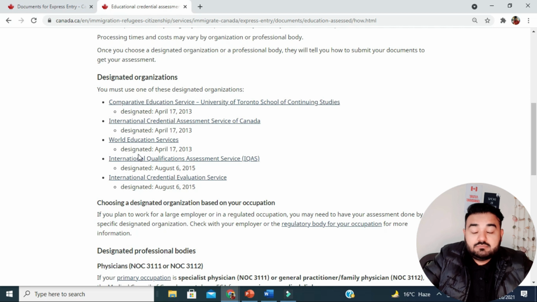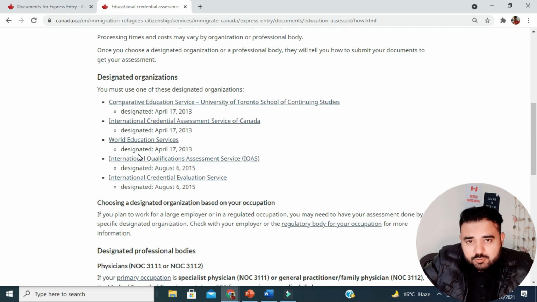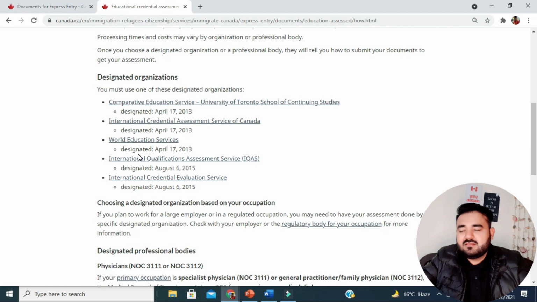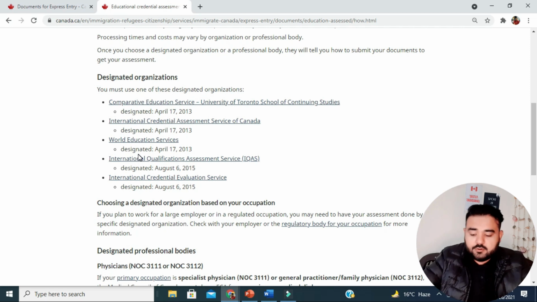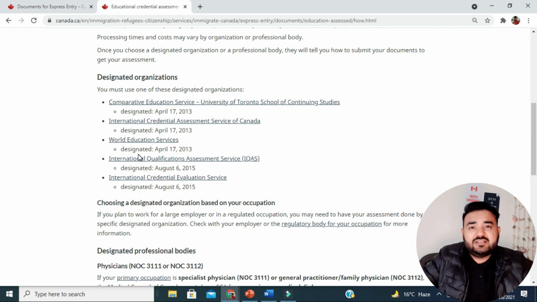So they are the fastest ECA body, but they are rigid as well, and they don't like South Asian education. If you're from South Asia and you go to WES, chances are very minimal that you will gain a master's equivalency. They do give a master's equivalency, but that is very rare and very uncertain. All the other 4 ECA bodies take similar timelines, with a difference of 2 or 4 weeks between them.